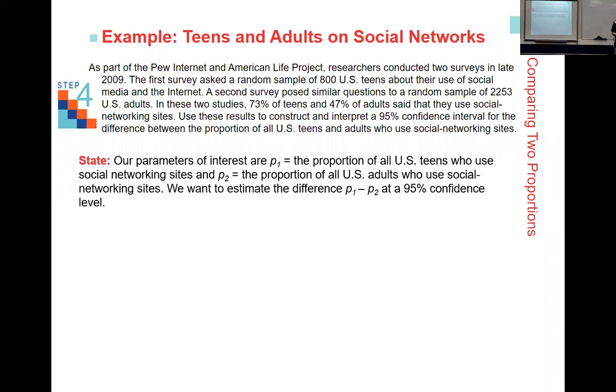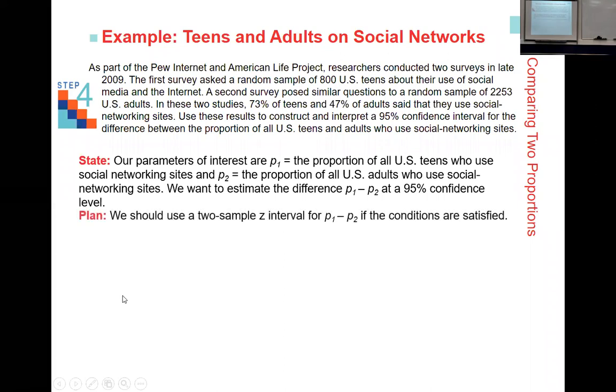So that's your step one. Say that we're doing a 95% confidence interval for P1 minus P2. Define what P1 is, define what P2 is. Step two. Again, it says a 2 sample Z interval for proportions. I'm going to change that to a 2 proportion Z interval because that matches the one you're going to be looking for in the calculator.